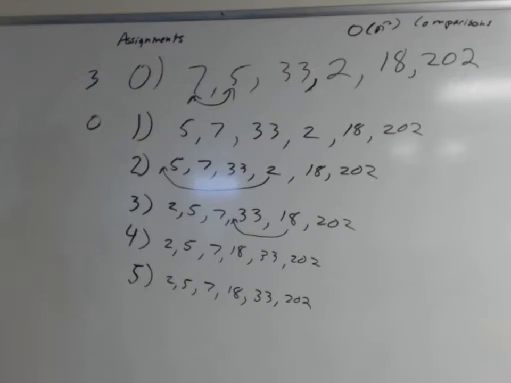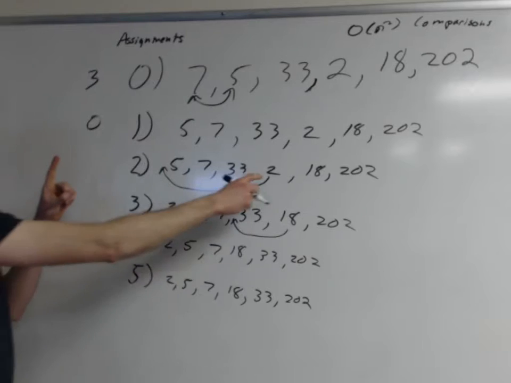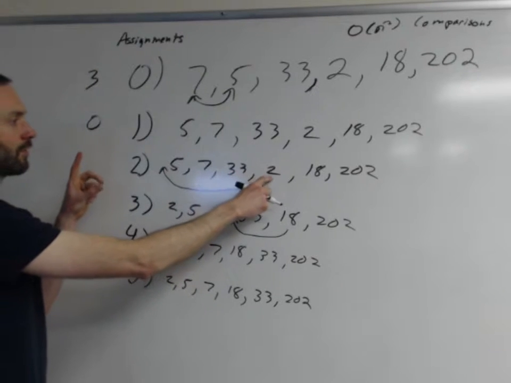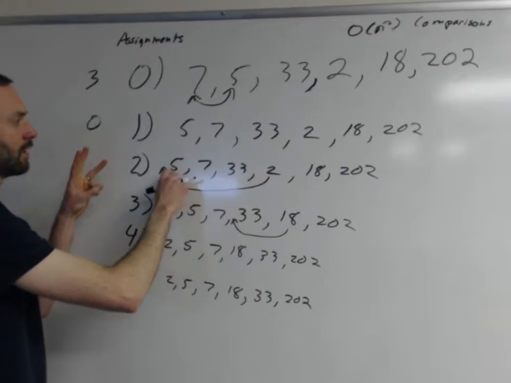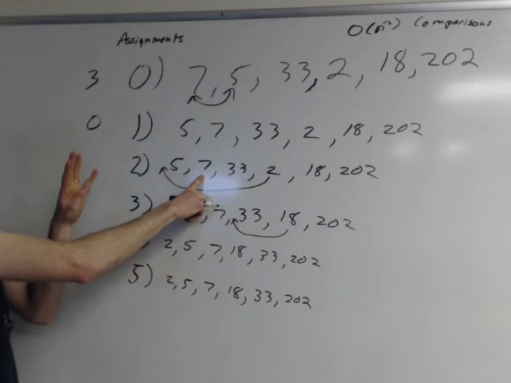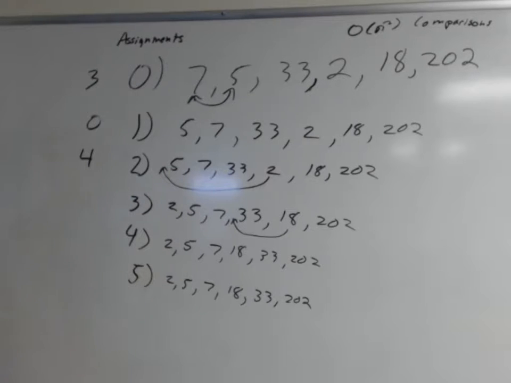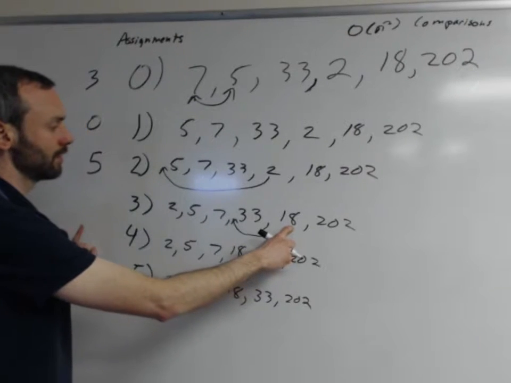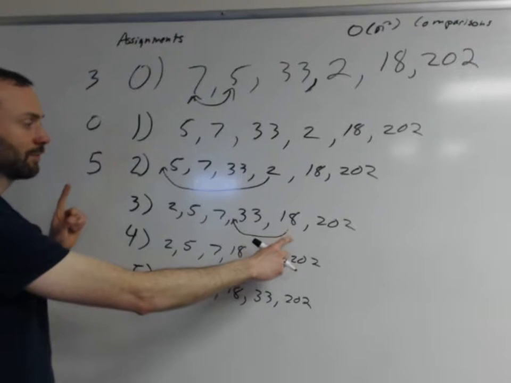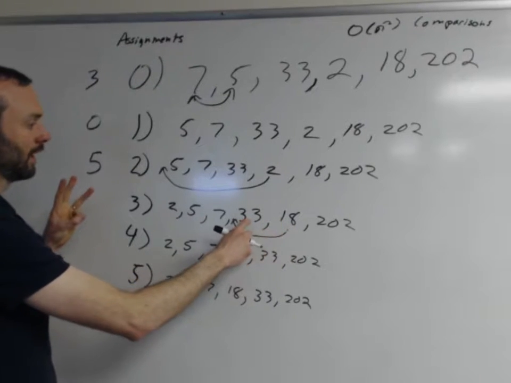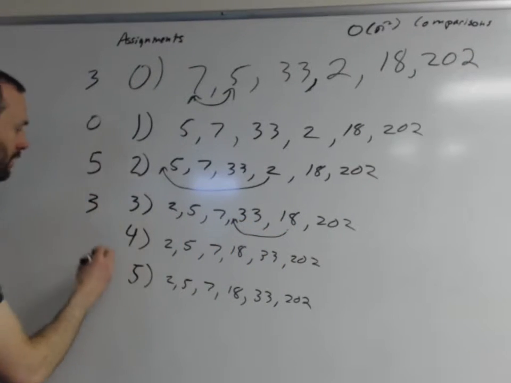Over here, copy the 2 to a temporary variable, copy the 33 over, copy the 7 over, copy the 5 over. That's 4. And then copy the temp back where the 5 is, so that's actually 5 assignments. Over here, you take the 1, make the temp, move the 33 over, and then copy it back. So you've got 3. Here, of course, 0, 0.